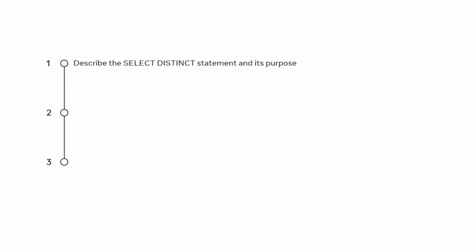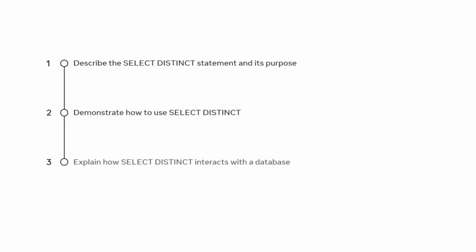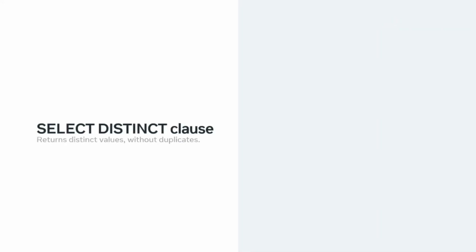In the next few minutes, you'll learn how to describe the select distinct statement and explain what it's used for, demonstrate how to use it in a SQL query, and explain how it interacts with a single column, multiple columns, and null values in a few practical examples. Let's start by exploring what the select distinct statement is. In its most basic form, distinct, as its name states, returns only distinct or different values. In other words, it returns the results without any duplicates.